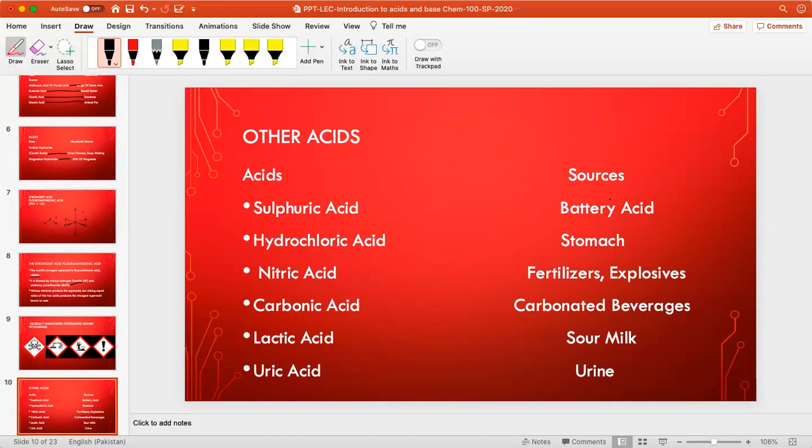Sulfuric acid is present in battery acid, hydrochloric acid is present in the stomach, nitric acid is present in fertilizers, and carbonic acid is present in all kinds of carbonated beverages. Lactic acid is present in sour milk, and uric acid is present in urine. So this is the composition of other acids.